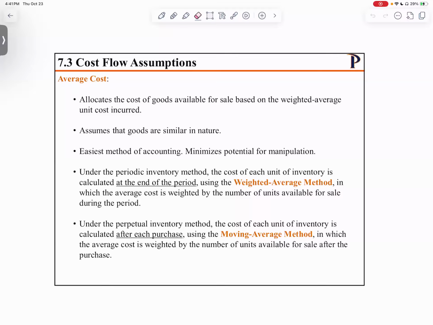Under the periodic method, we calculate cost of goods sold at the end of the period. We take the weighted average cost of all of our inventory that's available for sale during the period, so our beginning inventory plus all of our purchases, and calculate our weighted average cost looking at those all together. We only have to calculate one weighted average cost for our total inventory for the period. Under the perpetual inventory method, we have to recalculate the average cost of our inventory after we make each purchase. You'll see that that will cause a difference in our cost of goods sold and our ending inventory values.